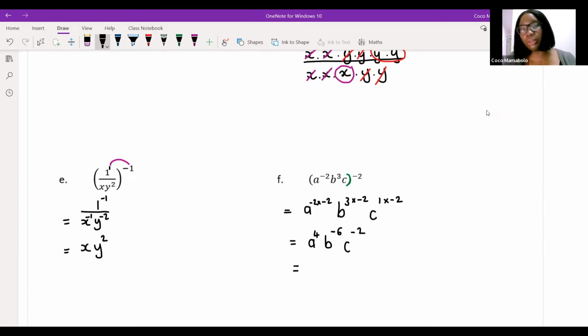I'm not done though, because I have negative exponents. So what do I need to do? You have to put it in a fraction. Good. So I'm going to take this whole thing and put it over 1. And then where do the negative exponents go? To the bottom. Good. So at the bottom I'm going to put a to the power of 4, b to the power of 6, and c to the power of 2.